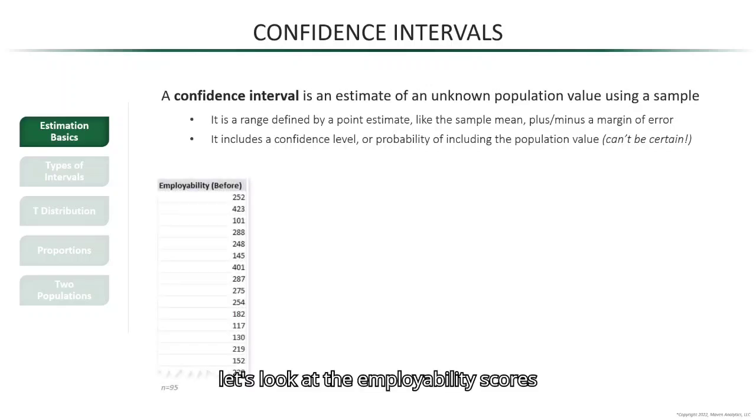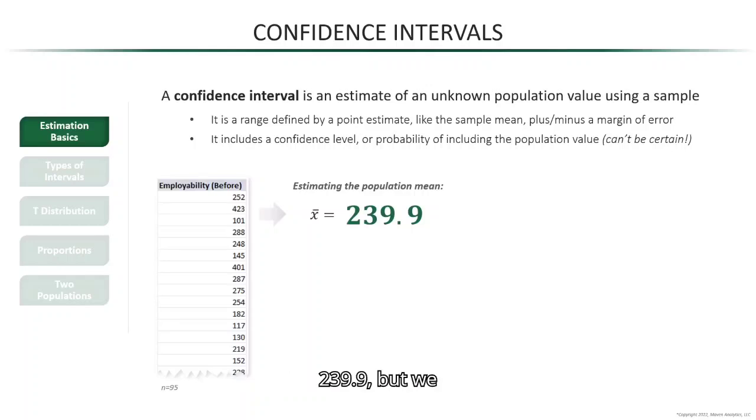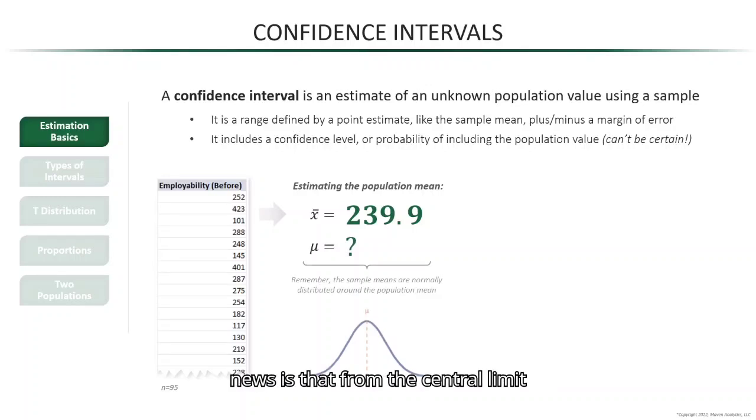So let's look at the employability scores from students entering our master's program. From the sample of 95 students that we have, we can estimate a mean employability score of 239.9. But we want to look beyond those 95 students and infer the average employability scores that we can expect from future enrollees in the program. And the good news is that from the central limit theorem, we know that the sample means are normally distributed around this unknown population mean.